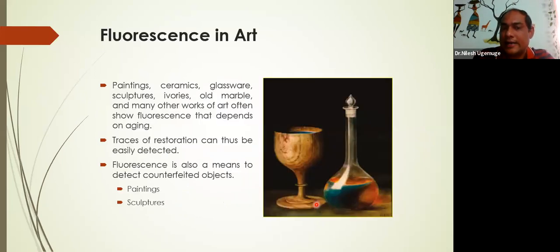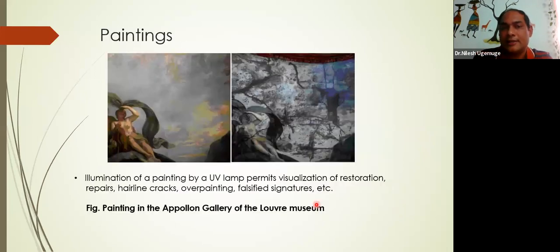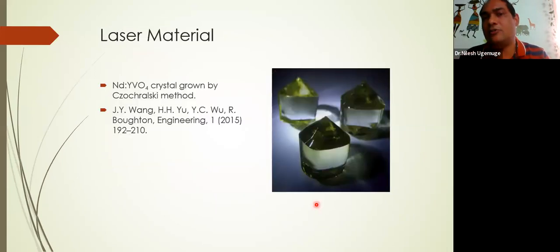So fluorescence in art, as in the case of paintings and sculptures, as I have mentioned earlier. You can see in some paintings that illumination by a UV lamp permits visualization of restoration, repairs, hairline cracks, overlapping, falsified signatures, etc. Means all these things can also be identified with the help of fluorescent materials once they are excited with a particular light or wavelength.